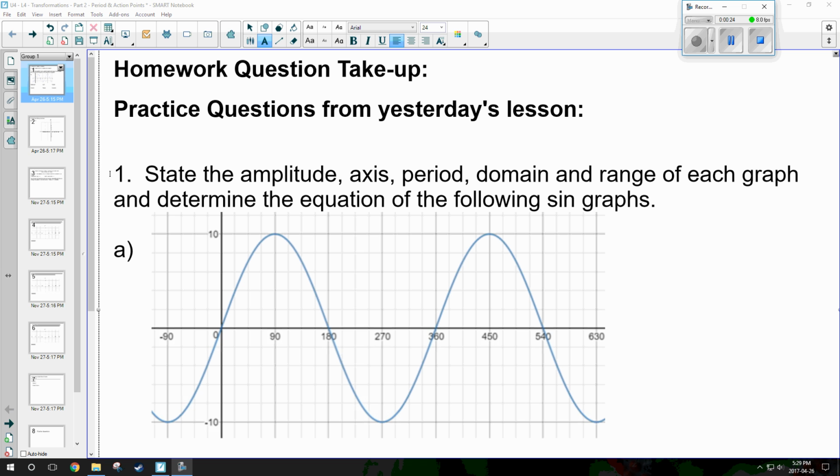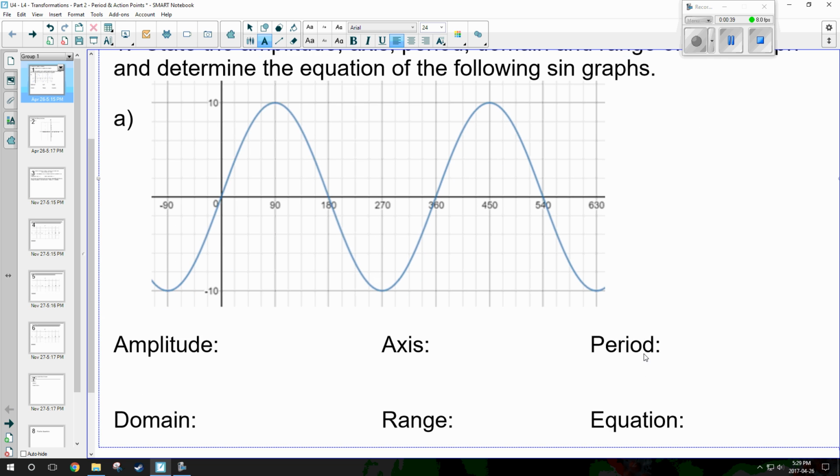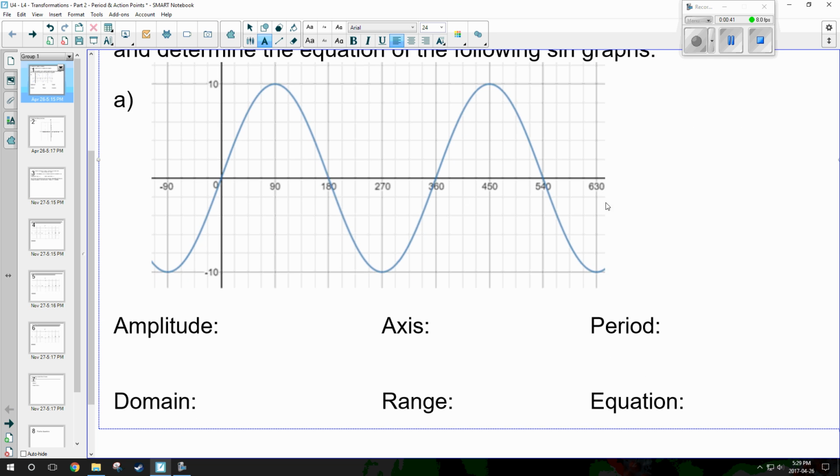The first one I'm going to take up is number 1, where we have to state the amplitude and all the different key pieces of the graph, and then determine the equation of the graph. They tell us right here that this is a sine graph, so we know that the equation is going to have a sine in it. So let's take a look here. This is our graph that we're given, and we have to pull out all the key information.